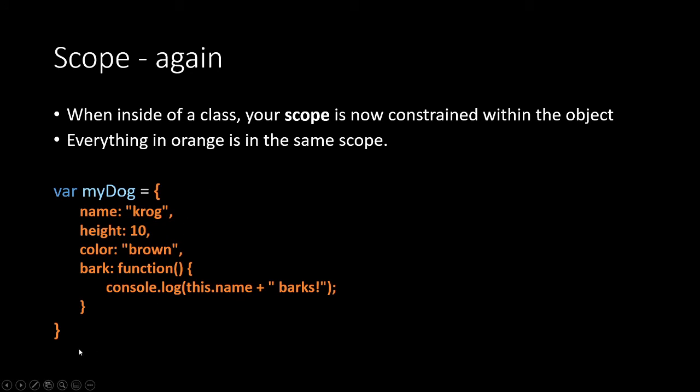All right, so that is anything inside the scope. That's what this is going to refer to. You can also use this to invoke methods. So you could invoke the bark method again by writing this.bark once again.